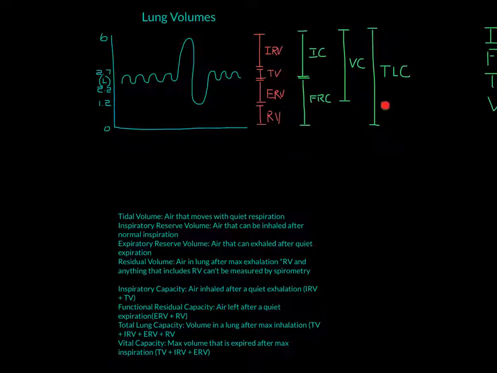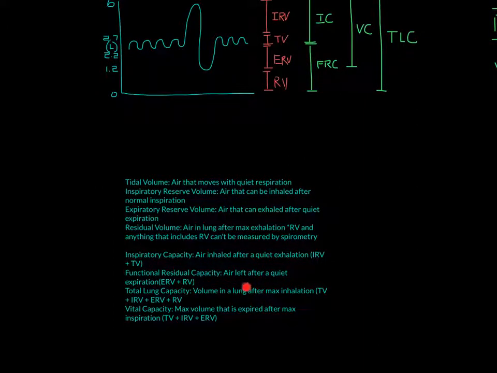And then finally we have vital capacity, which is the max volume that is expired after a max inspiration. This is essentially when you try to blow out a candle, because you take in a deep breath and then you expire as much as you can. So that's all that is, the max volume that is expired after a max inspiration.